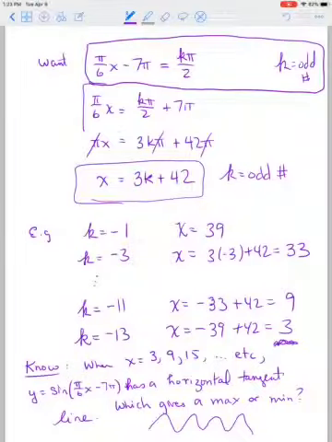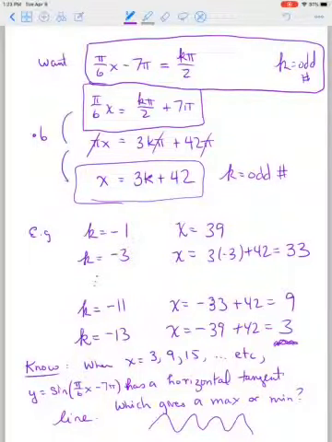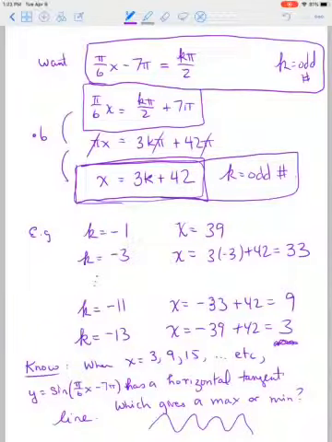So what we're going to do is put that 7 pi on the other side. We're going to multiply both sides by 6. This is where we multiplied by 6. We're going to divide by pi. If you want to check all of this, you can pause the video. It would be great to practice your algebra skills. If not, you can just trust that once you solve everything, we get x equals 3k plus 42, where k is an odd number. Right?